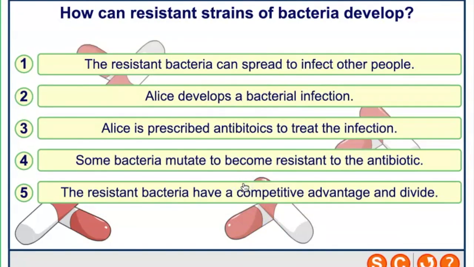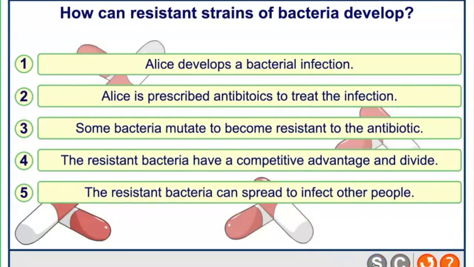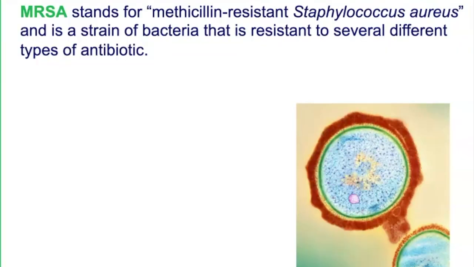So again, looking at the orders or stages of this antibiotic resistance and its development, using Alice as an example. Alice develops a bacterial infection. She's prescribed antibiotics to treat the infection. Some bacteria mutate to become resistant to the antibiotic. The resistant bacteria have a competitive advantage and they divide, and then the resistant bacteria can spread to infect other people. So what is MRSA?